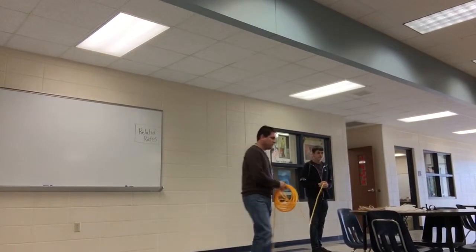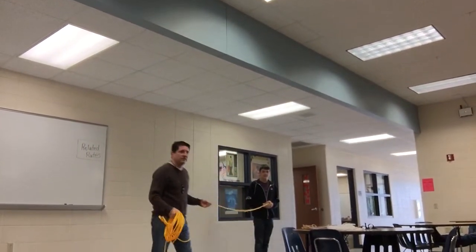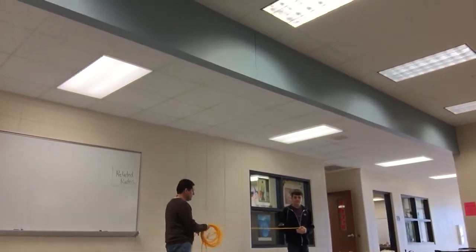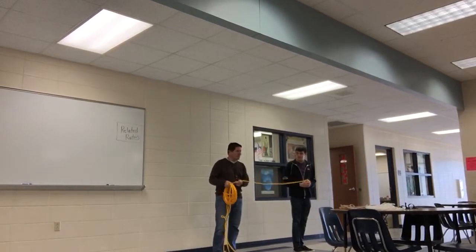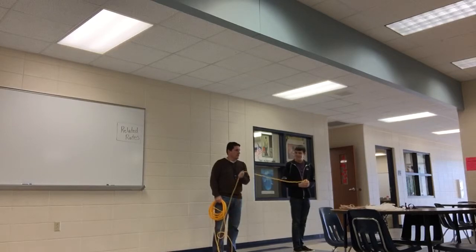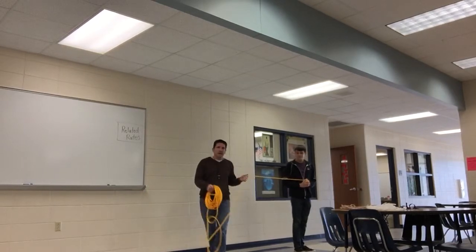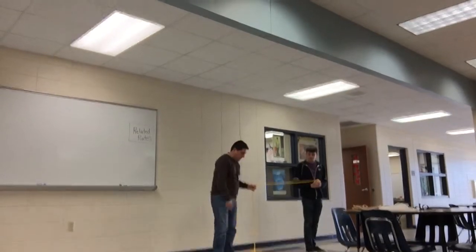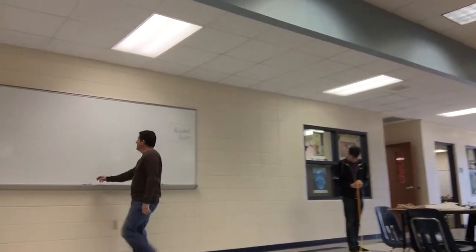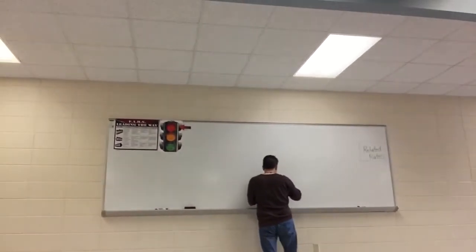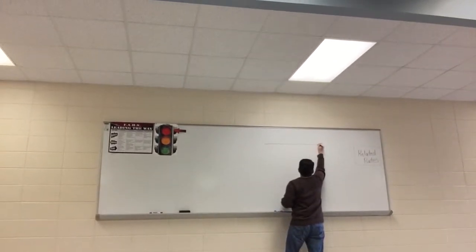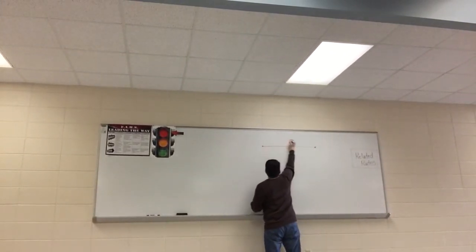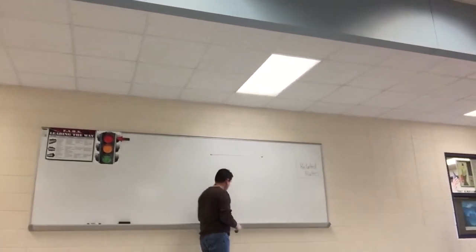Okay. So we're going to do a little demo on related rates here. And so what I want you to do is focus on the line. Focus on the rope between Brendan and me. So this line, the orange line, we're going to label that as X, okay?